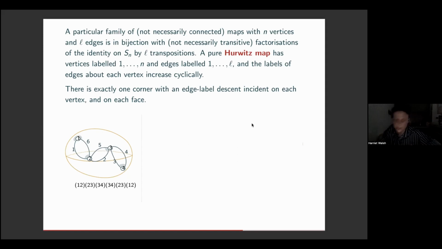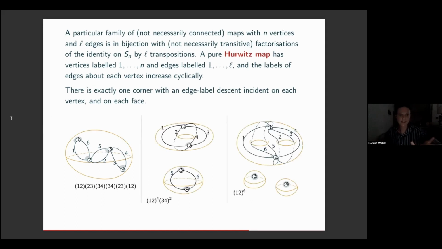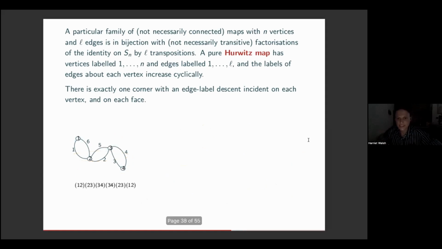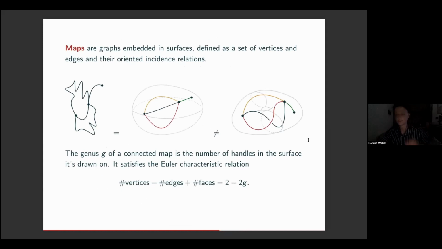And since we don't necessarily have transitive factorization, we don't necessarily have connected maps. So for instance, here if we have a connected map, in this case, we necessarily are on something with genus 0. Here we can have something genus 0 plus something with genus 1. Here, 2 things of genus 0 plus something of genus 2, because actually we should be looking not quite at the genus and the Euler characteristic relation, but the sum of genera.